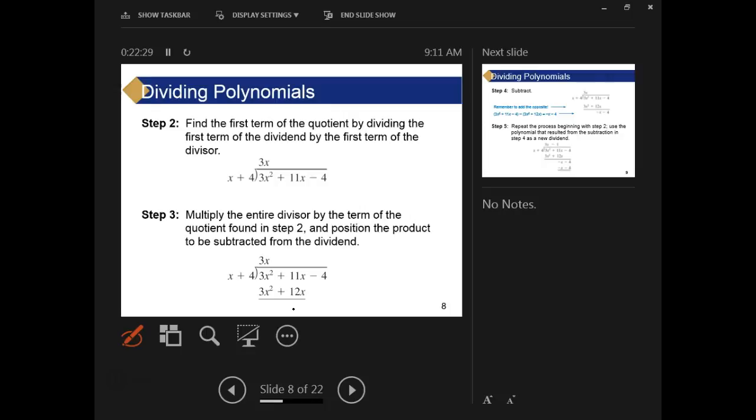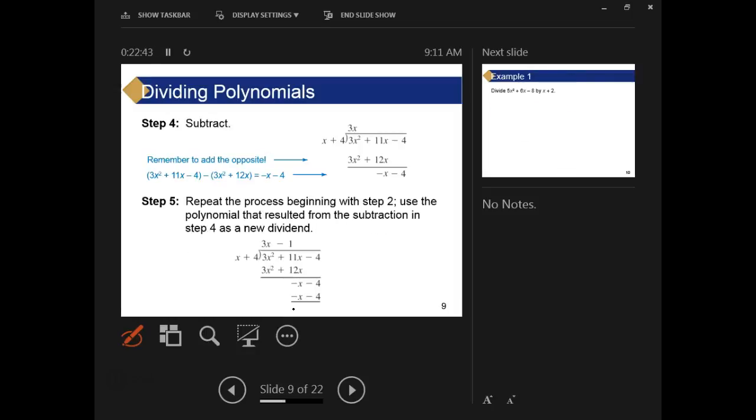Then you multiply: 3x times x is 3x squared, 3x times 4 is plus 12x. Then you subtract. Now, I like to change signs and add; they just say you subtract. Remember to add the opposite, so change signs and add. That's exactly what they're saying. That gives you a negative x.